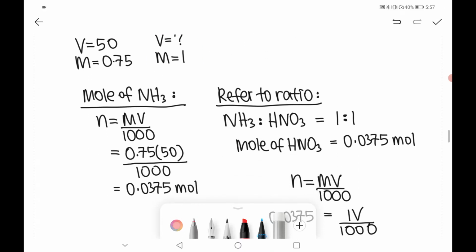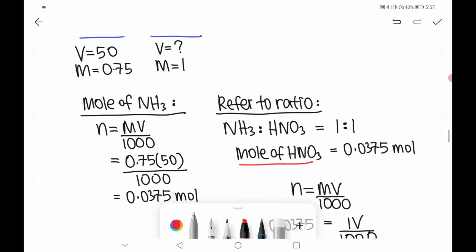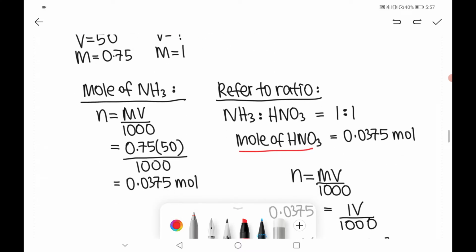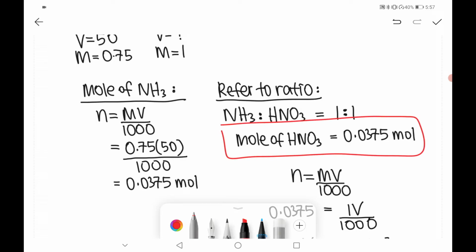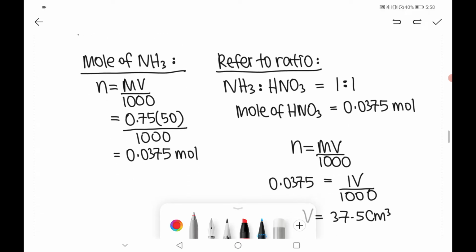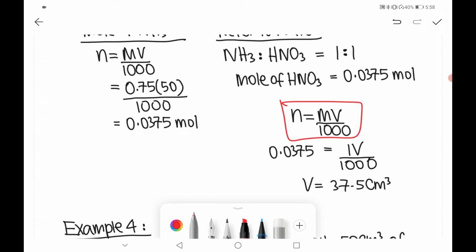So from this calculation, we were able to find the mole of your nitric acid already, which is 0.0375. Once we get the mole of the nitric acid, what is the next thing we can do? Again, we know nitric acid is a solution. All acids are solutions. So for a solution, we can use n equal to MV over 1000. This is the formula for us to calculate the mole for the solution. So put in the value. The mole of acid we know is 0.0375.